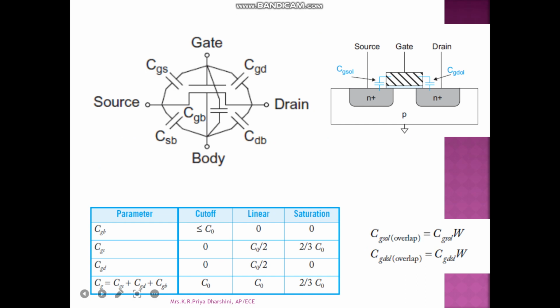Here is a pictorial representation of the different kinds of capacitors which form between the four terminals: gate, source, body and drain.